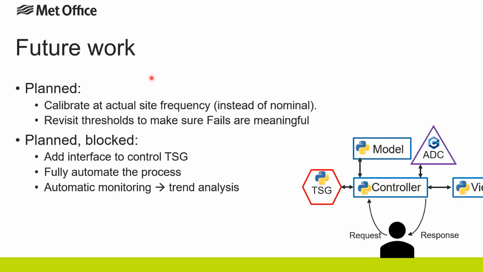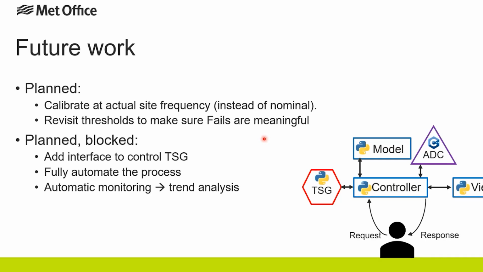So in terms of future work, some work that is planned is to calibrate at the actual site frequency instead of a nominal site frequency. This is already implemented in code, but we want at least one calibration cycle where we're trying to minimize any other changes. So we'll do one calibration cycle using the nominal frequency, and then after that, we'll start switching to doing it at the site frequency.